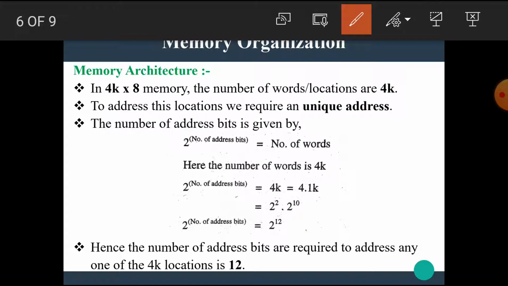Now the question arises, what is the length of this address bus, or how many bits are required to access these 4K memory locations? Here is the simple calculation for the number of address bits. 2 raised to number of address bits is equal to number of words. Here the number of words is 4K.